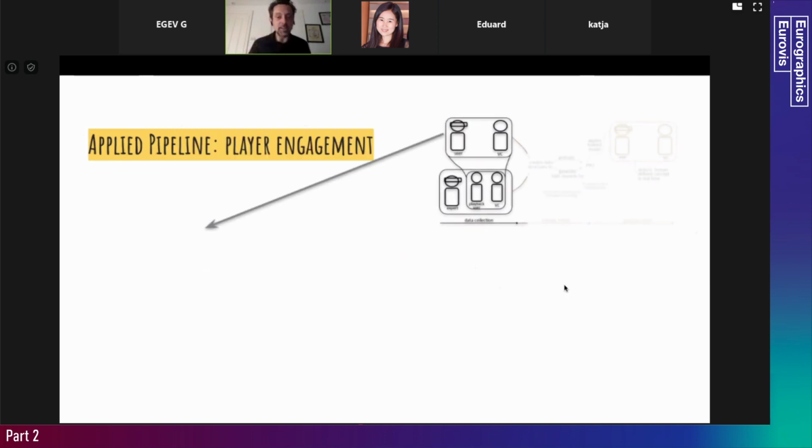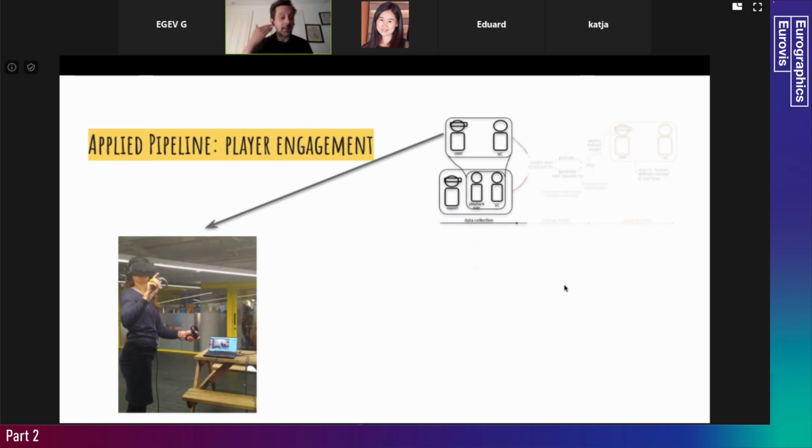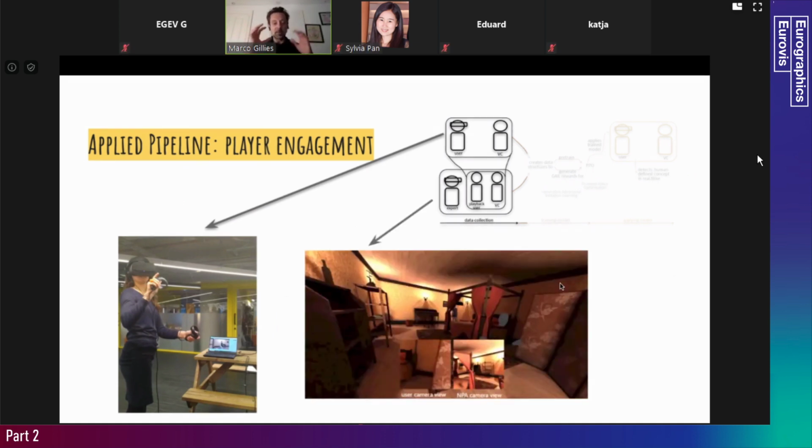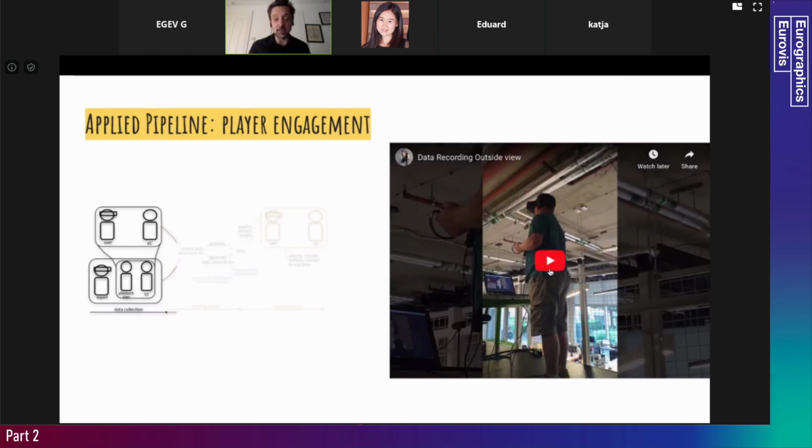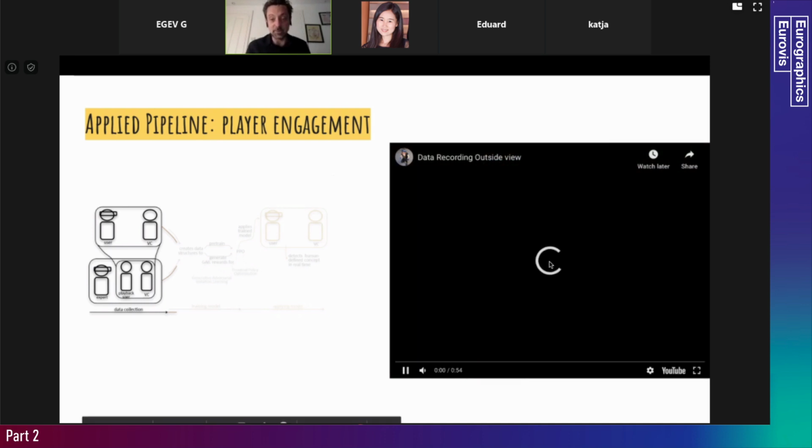We collected data of a real person interacting with a virtual character. We then played that back inside a virtual environment and got an annotator, who could be a game developer, to just annotate whether the person is engaged or not engaged. And then we use that to train. I'm just going to show a little bit of an example here.